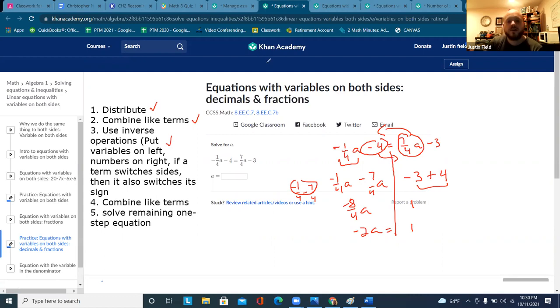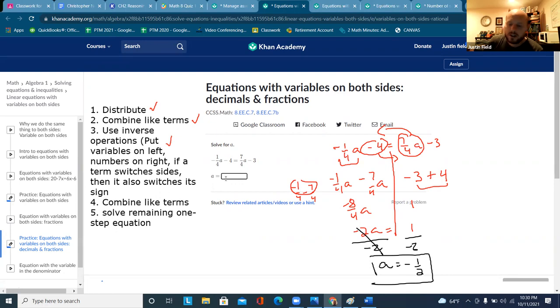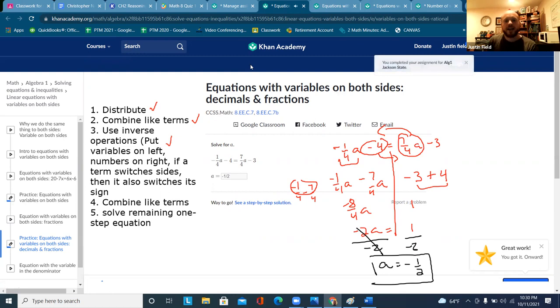So now I'm going to solve the remaining one-step equation, which is dividing both sides by negative 2. And a lot of people don't like to do equations if they don't end up with a whole number. But in life, your answers are not always whole numbers. And this answer is negative 1/2. Let's see if I'm right. Negative 1/2. Woo, got it.